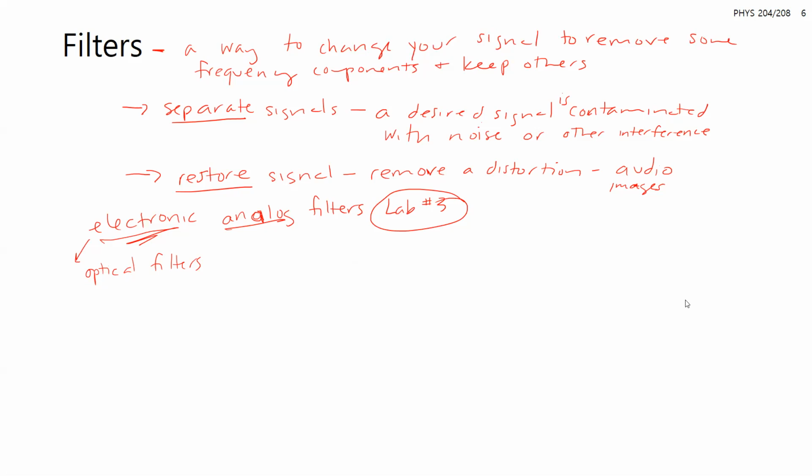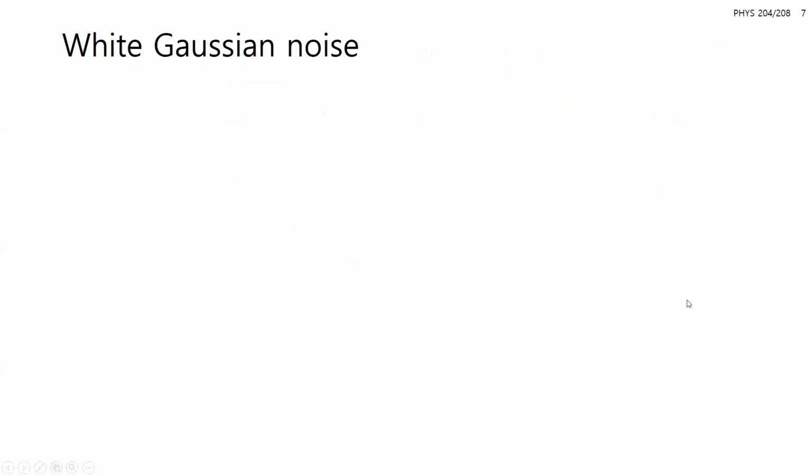Tomorrow, I guess you'll get to it, where you'll be using white Gaussian noise. You'll take a look at the frequency spectrum of white Gaussian noise in lab 2, and you're going to be using it in lab 3 to see how your filters are working. The reason this is called white Gaussian noise, and how we're going to define it, is that it has a uniform power density as a function of frequency.